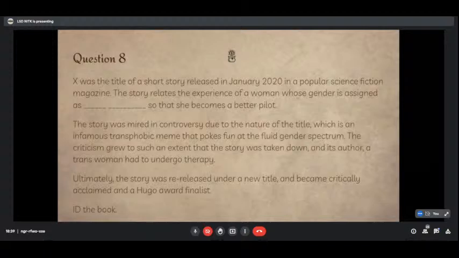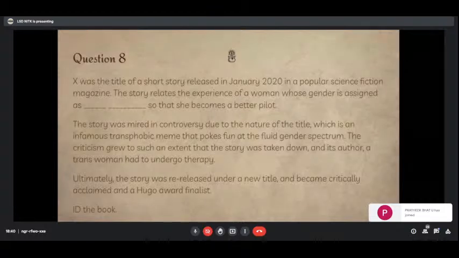X was the title of a short story released in January 2020 in a popular science fiction magazine. The story relates the experience of a woman whose gender is assigned as dash dash so that she becomes a better pilot. The story was mired in controversy due to the nature of the title, which is an infamous transphobic meme that pokes fun at the fluid gender spectrum. The criticism grew to such an extent that the story was taken down, and its author, a trans woman, had to undergo therapy. Ultimately, the story was re-released under a new title and became critically acclaimed and a Hugo Award finalist. ID the book. So, ID the original title of the book. So, I want the original title.